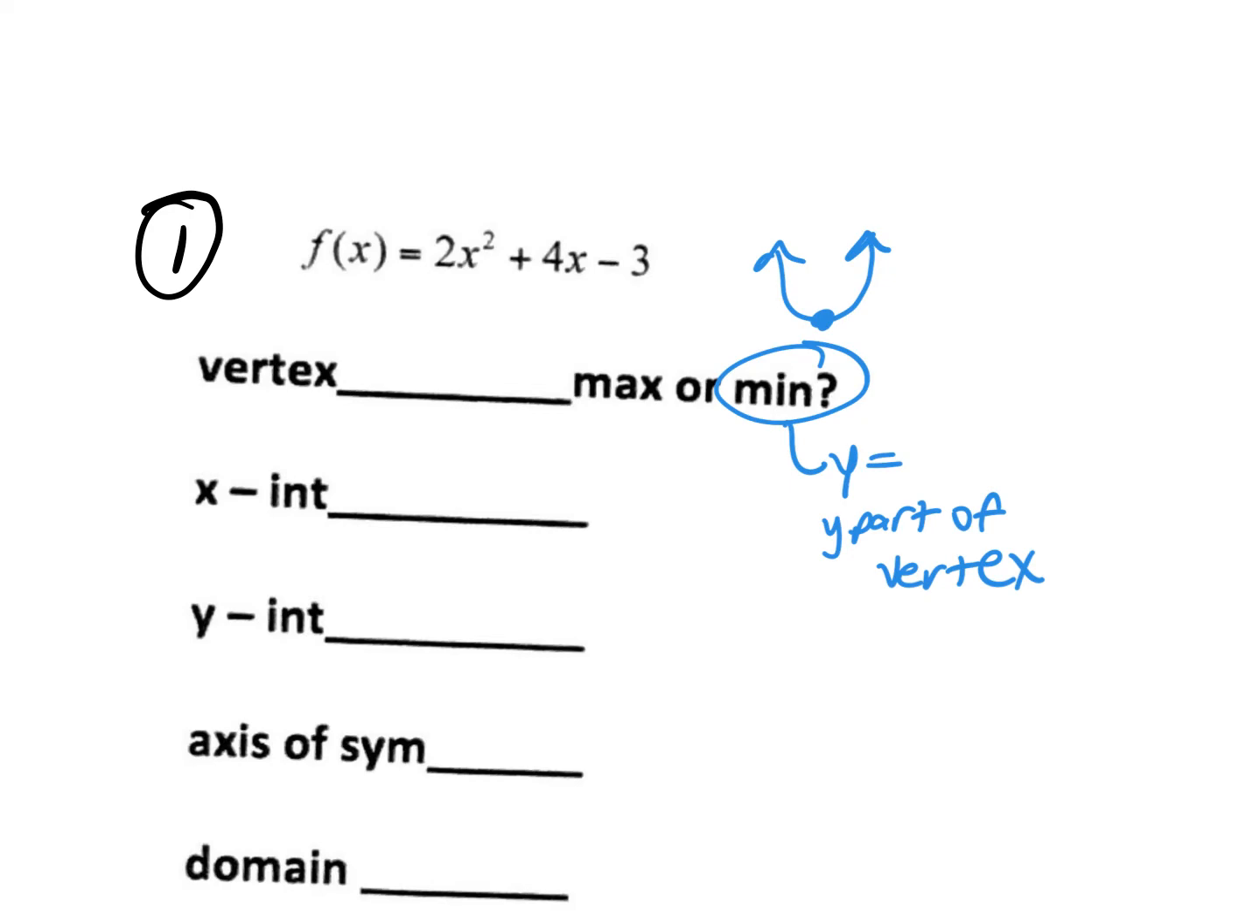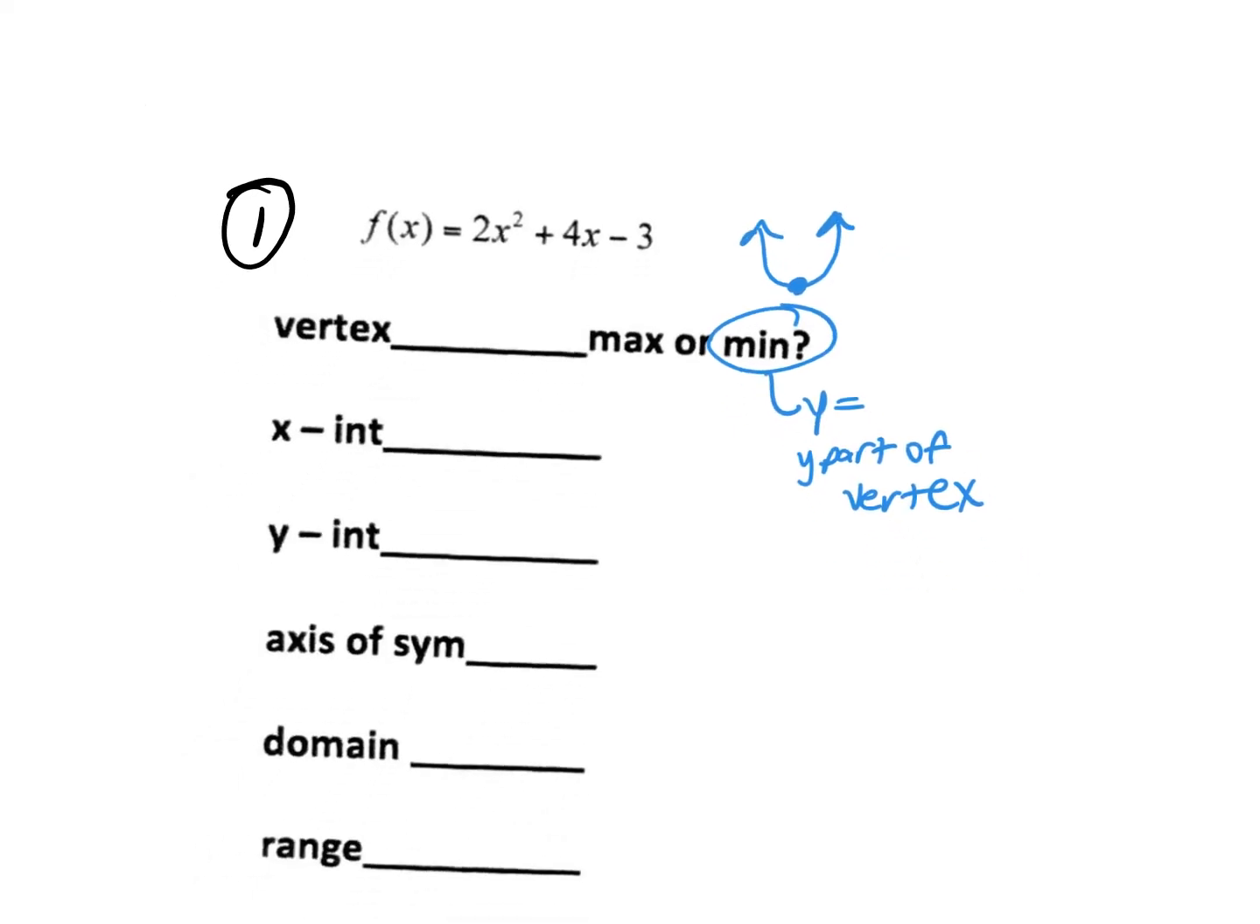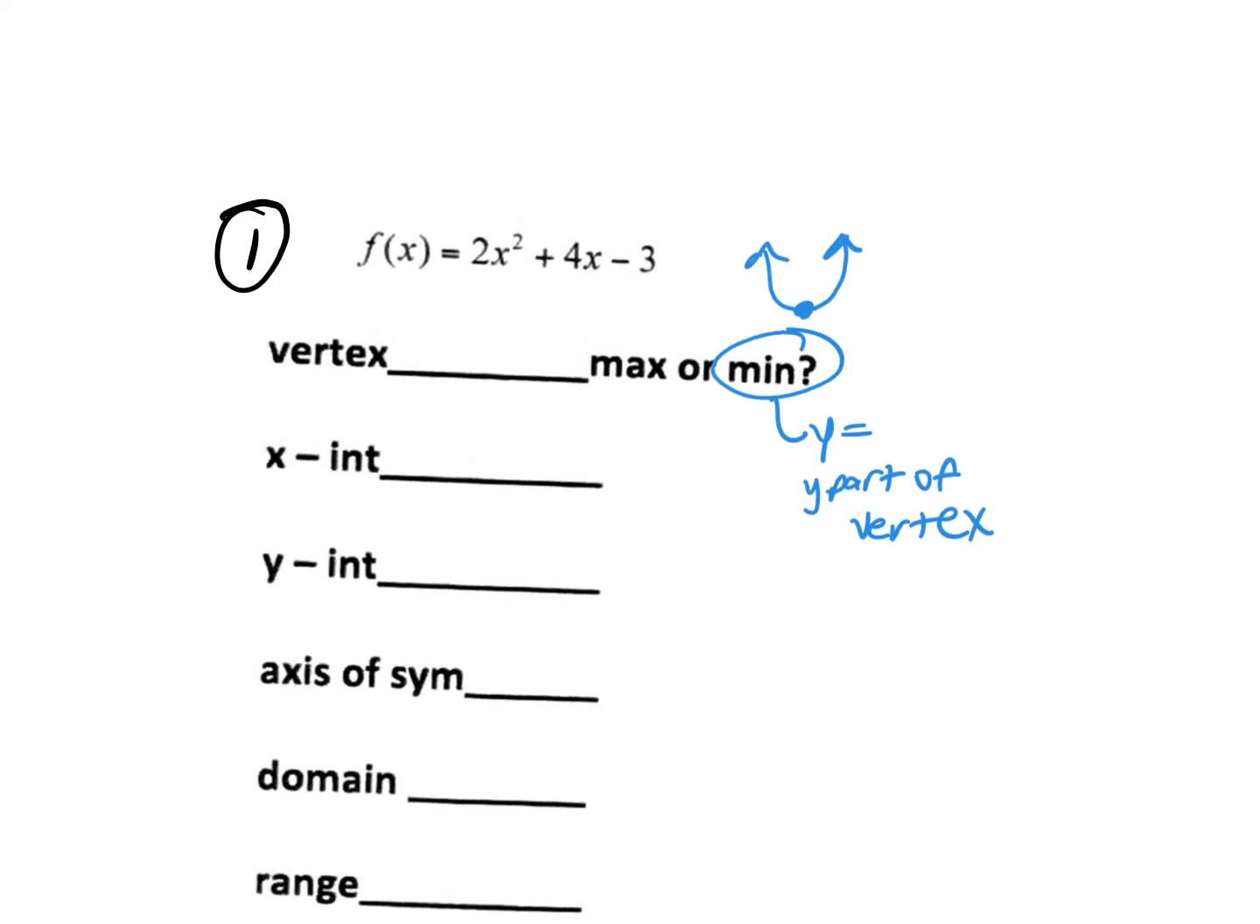Can I look at the equation and say what the x-intercept is? No. But can I look at the equation and tell you what the y-intercept is? Yes. What is it? It's at (0, -3). We write our intercepts as ordered pairs. Can I look at this equation and tell you what the axis of symmetry is? No, but I do know it's at x equals whatever the x part of the vertex is. So again, that vertex is really important to find.